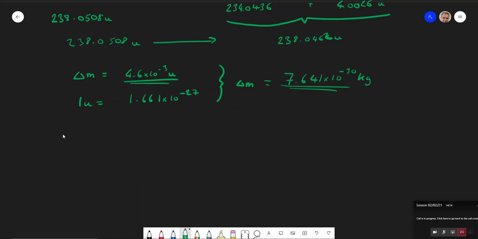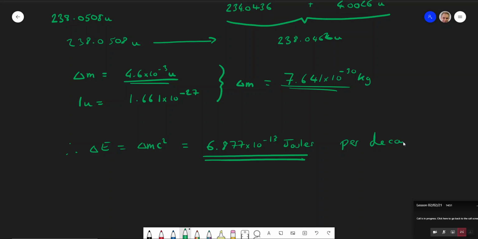So therefore, the change in energy is equal to delta m c squared. c is 3 times 10 to the 8, so we multiply by c squared, and we get an energy of 6.877 times 10 to the minus 13 joules. So that's how much energy is coming out of every decay.